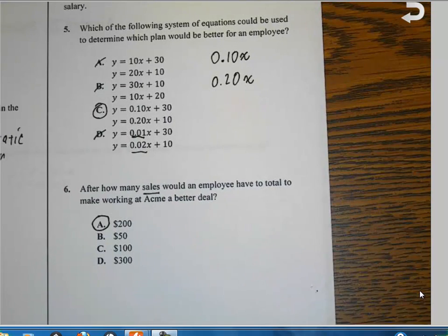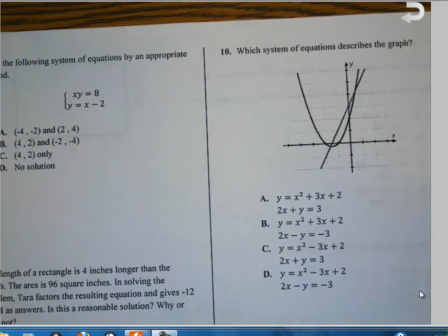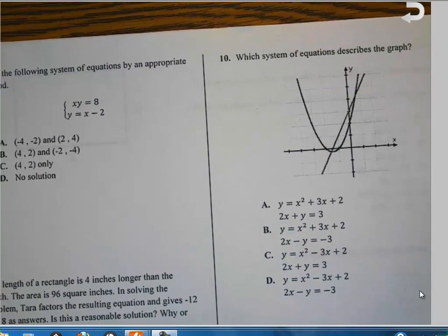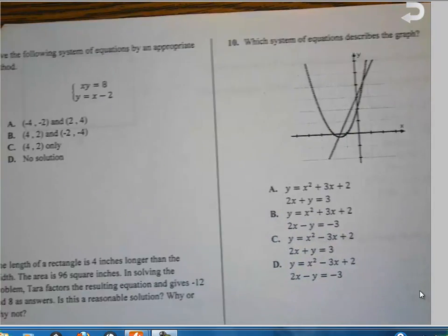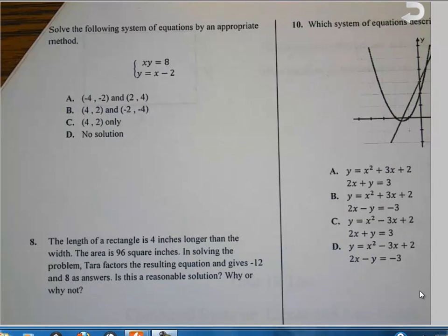Now let's take a look further. Number 7. Solve the following system by any appropriate means, or by an appropriate method, as opposed to the way Chuck Norris deals with problems, which is he stares them down until they give him the answers.